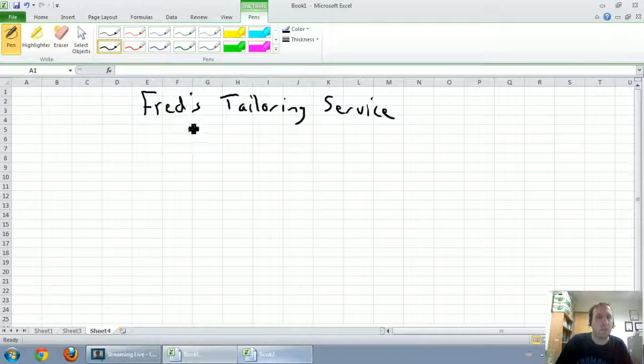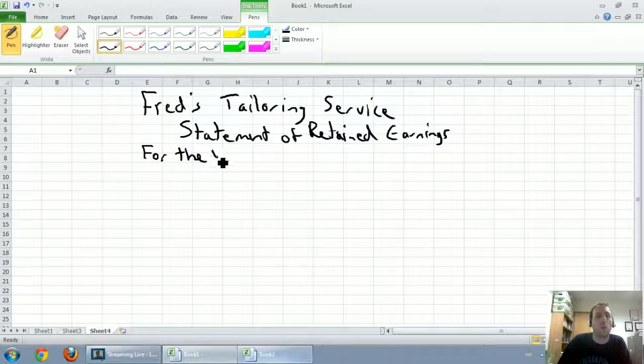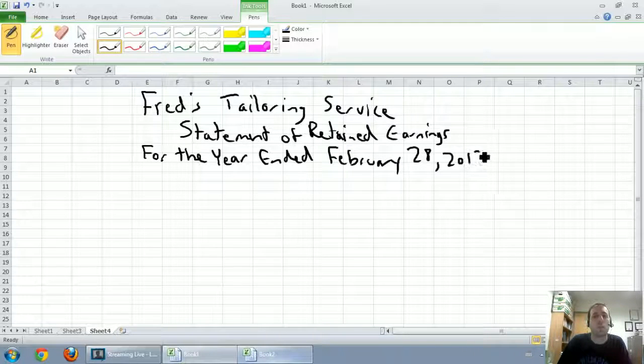The name of the financial statement is the Statement of Retained Earnings. This is all supposed to be centered. I can see it's going to be off center. I should have started a little bit further to the left. So Fred's Tailoring Service, Statement of Retained Earnings, and this, much like the income statement, gets dated for the year ended and then the year-end date. And our year-end date was February 28th, 2012.